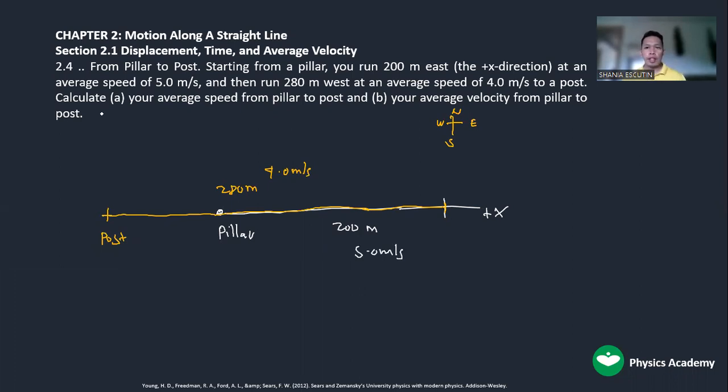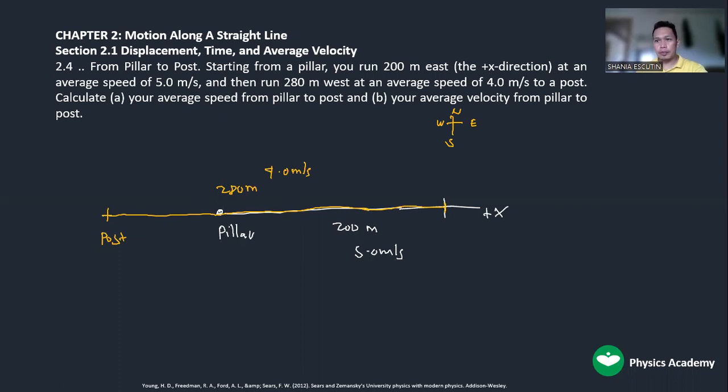Calculate your average speed from pillar to post. So you went east 200 meters, then you go back west to the post, which is 280 meters. Then calculate your average speed and your average velocity from pillar to post. This is a very good example of how you differentiate speed and velocity. Speed is just the total distance over time.